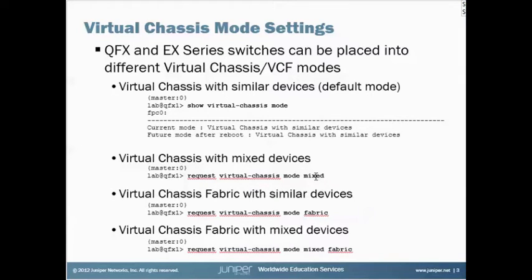Here I specified mixed, and that will change a virtual chassis to a virtual chassis mixed mode, assuming you're going to reboot after this. If I want to change it to virtual chassis fabric with similar devices, I simply issue request virtual chassis mode fabric. Here, if I want to do a virtual chassis with mixed devices, I would say mixed fabric on the end. Now all of these commands can have an additional command added to the end called reboot, and that will have your router automatically reboot. But here I did not.